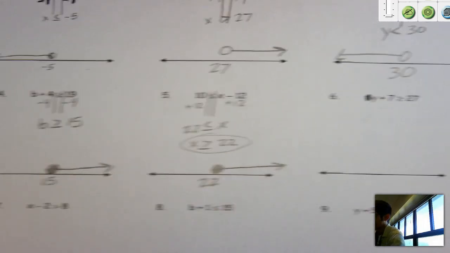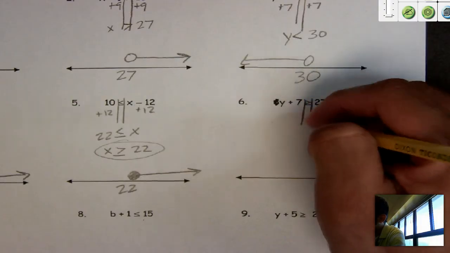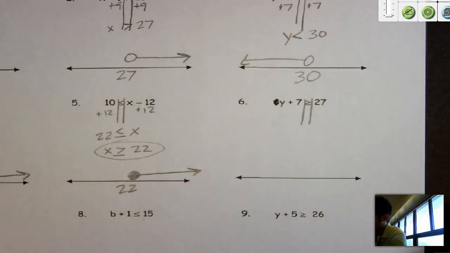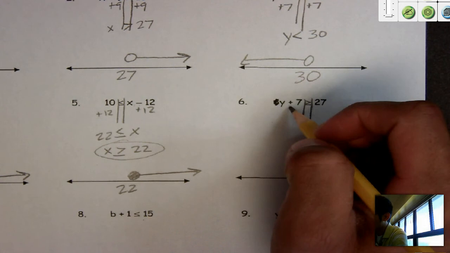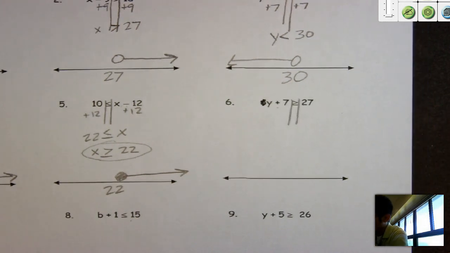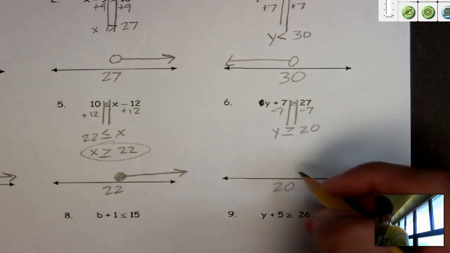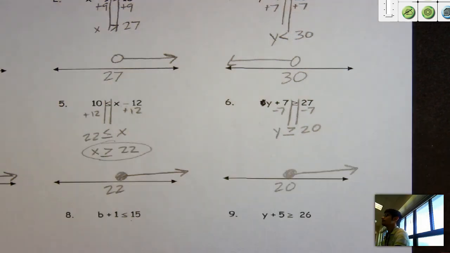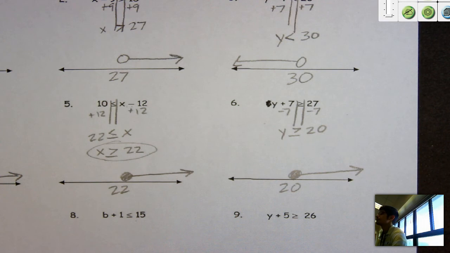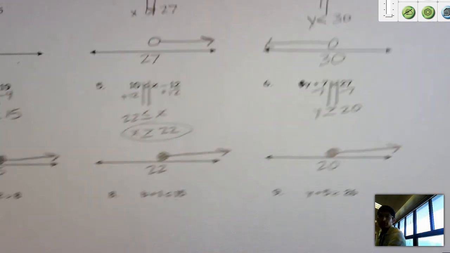All right, number 6. I have y plus 7 is greater than or equal to 27. What's the opposite of plus 7? Minus 7. So minus 7 to both sides. Y is greater than or equal to 20. So I'm going to put 20. I'm going to do closed circle, and y is greater than. So it's going to go to the right. Okay?